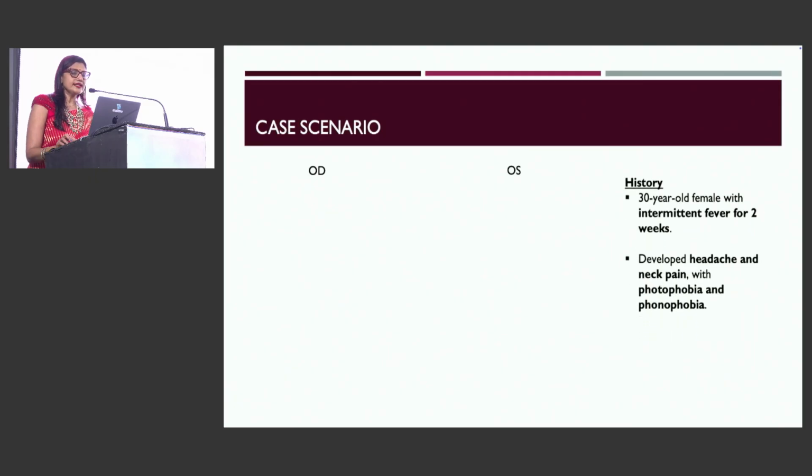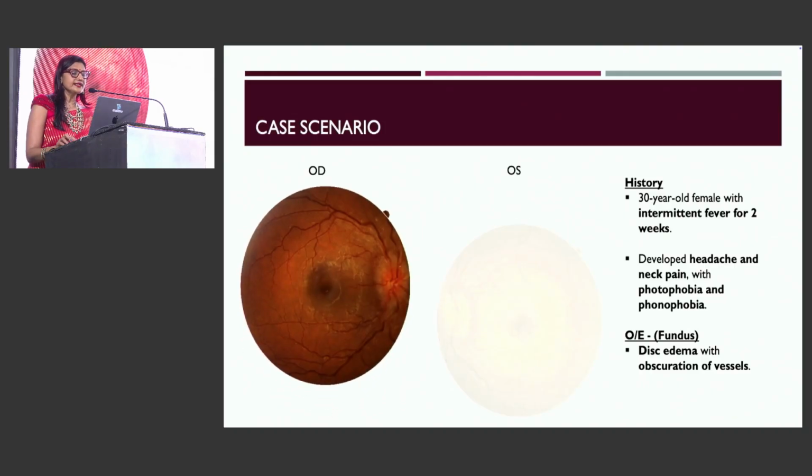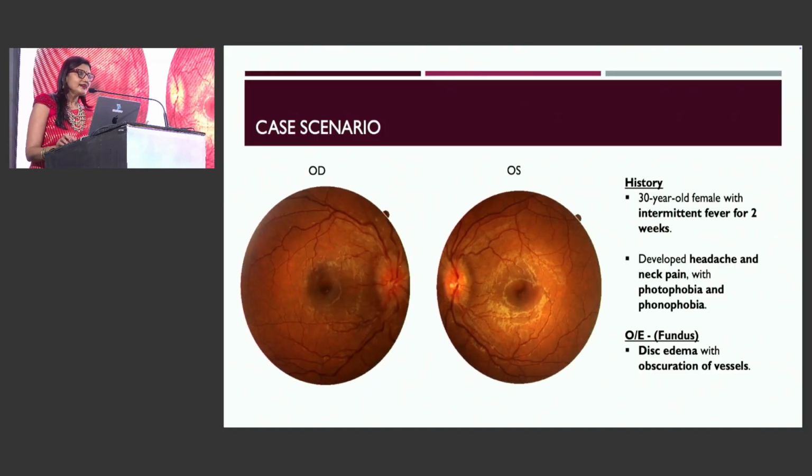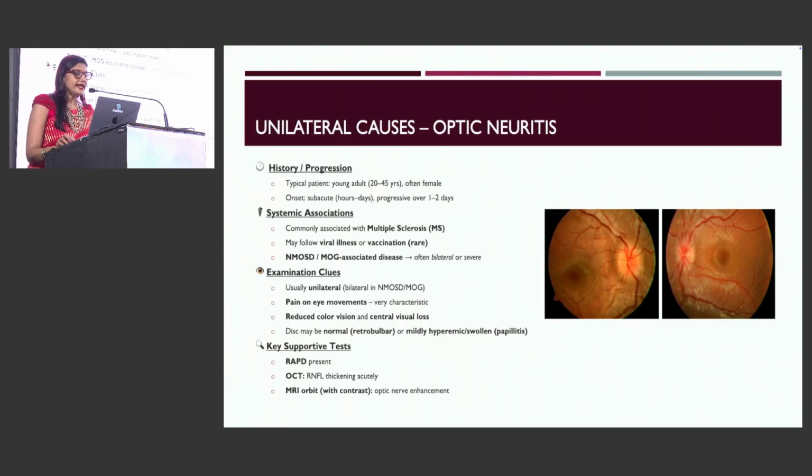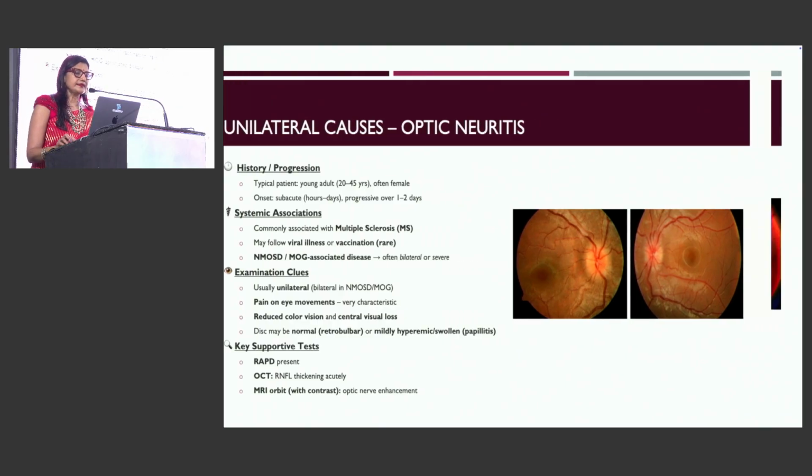Now in this case, this is a 30-year-old female with intermittent fever for 2 weeks, who developed headache, neck pain, photophobia and phonophobia. Even without looking at the disc, we will come to a clinical feeling that this patient is probably having papilledema because all the symptoms fit in with papilledema. Unilateral causes, optic neuritis. Typically, it's a young adult, often female, and often subacute. I think we have a full talk on optic neuritis, so I will not go into the details, but always remember that unlike papilledema, in optic neuritis, RAPD is a very clearly visible sign.